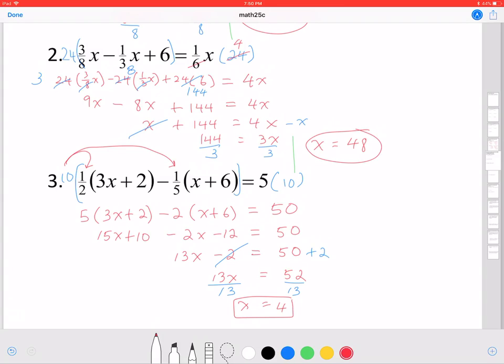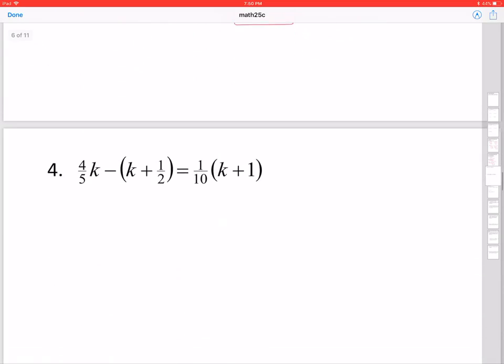Again, just try to visualize what would have happened if you did not clear out that fraction. It would become pretty ugly. You'd have like 3 over 2x. Half times 2 is not so bad. 1/5 x, we have a negative 6 over 5. Oh boy, that'll be not so pretty. Okay. Number 4.